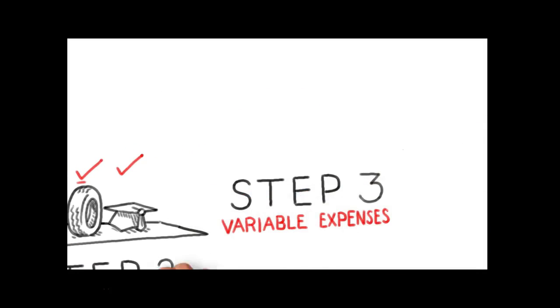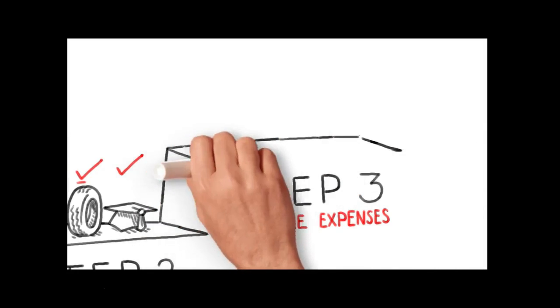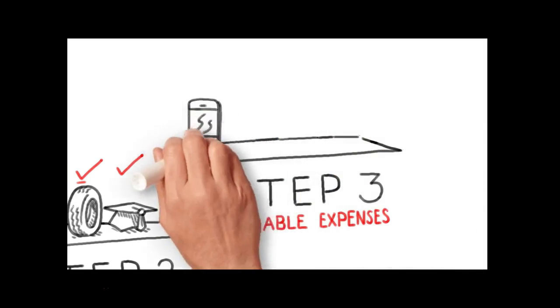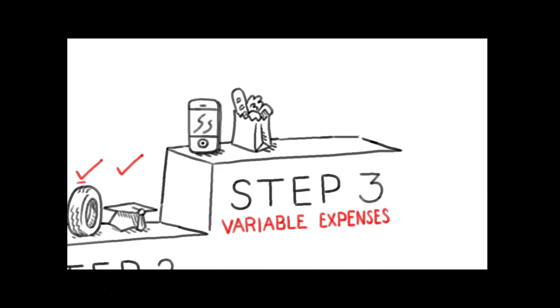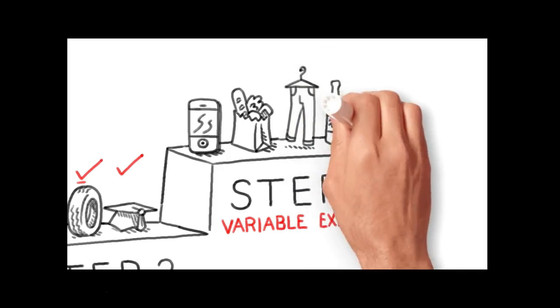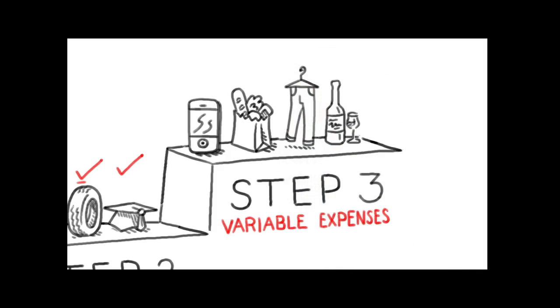Step 3. Determine expenses that vary each month. These are the things that change based on usage, like your phone and other utilities, as well as your grocery bill. That could change. You could also add up all those flexible expenses, like clothes, restaurant meals, and entertainment costs. These are the costs that you have control over.